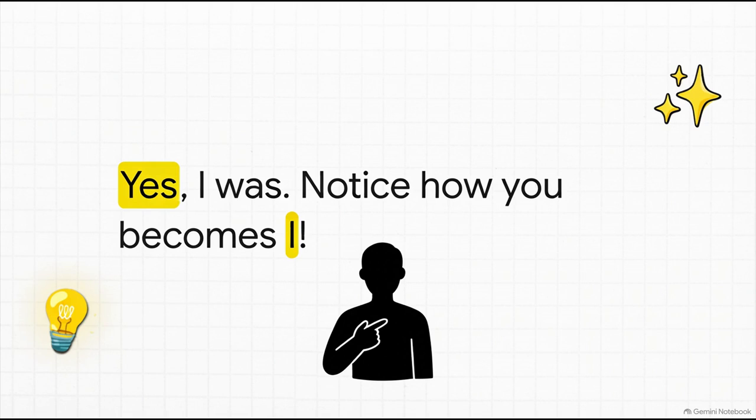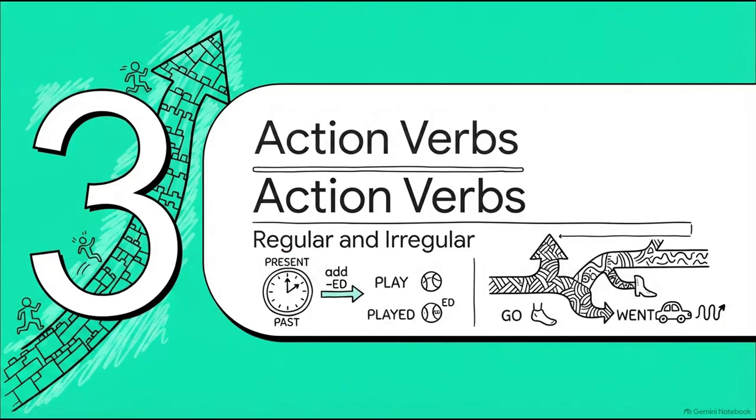But look at the clever little trap here that catches so many learners out. In the question, I asked, were you? But in the answer, you have to talk about yourself, right? So you transforms into I. And because the pronoun changed to I, the verb has to change right back to match it. I always takes was. So, were you becomes yes, I was. Honestly, once you understand this one small shift, you're going to sound just like a native speaker. Let's move to section 3 and see how this all builds. Regular and irregular verbs.